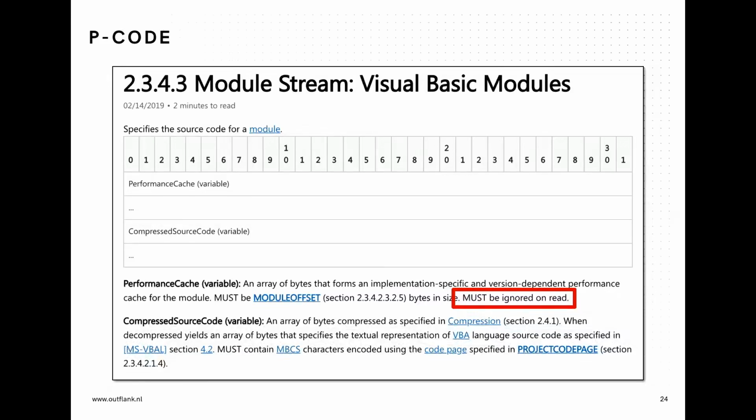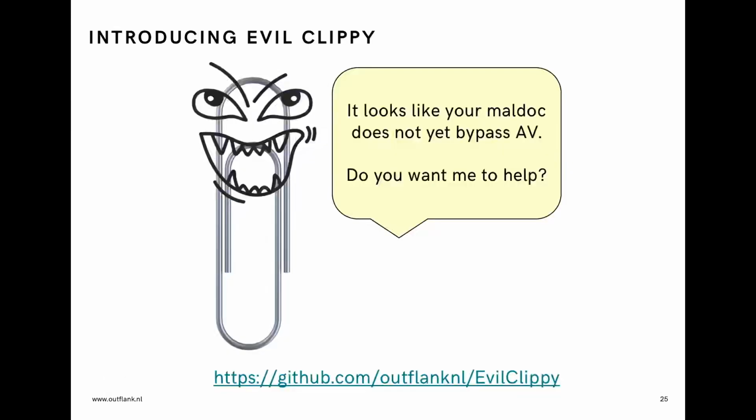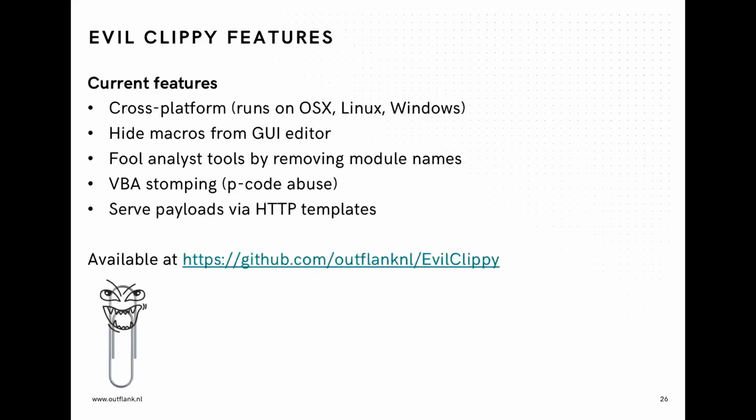At our DerbyCon presentation, we had some details about this, but we have now actually weaponized this. We're introducing Evil Clippy. So we brought Clippy back. It was time for him to revive. And Clippy will help you with creating malicious documents, especially around abusing P code. Immediately after our presentation, we will upload the code to GitHub. What Evil Clippy does is it can hide macros from the GUI editor, it can do P code abuse, etc. And I will give you a few demos so that this all makes more sense.